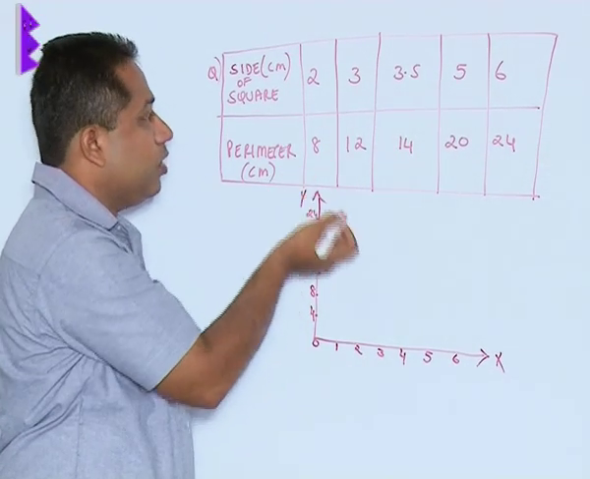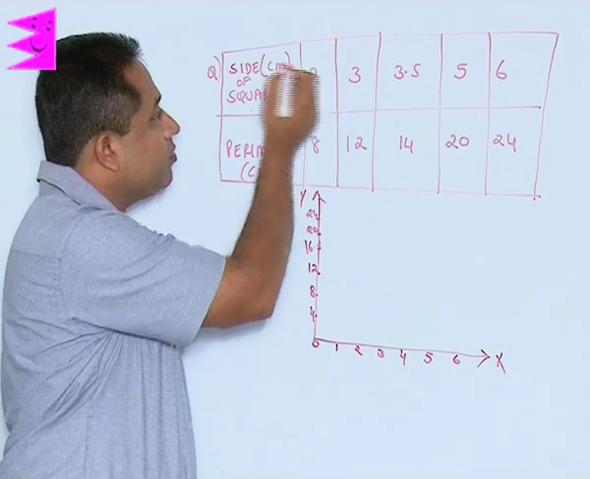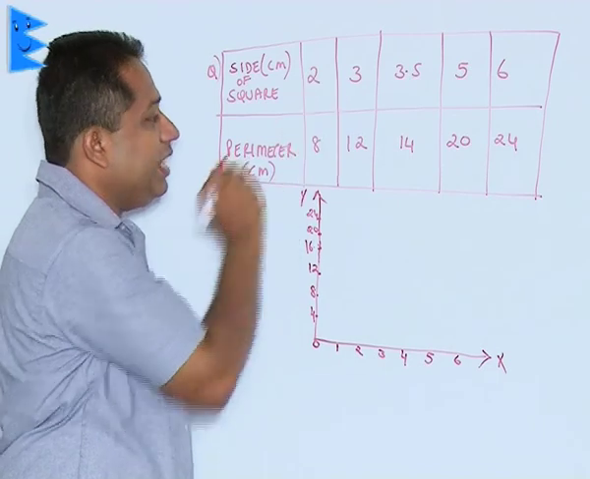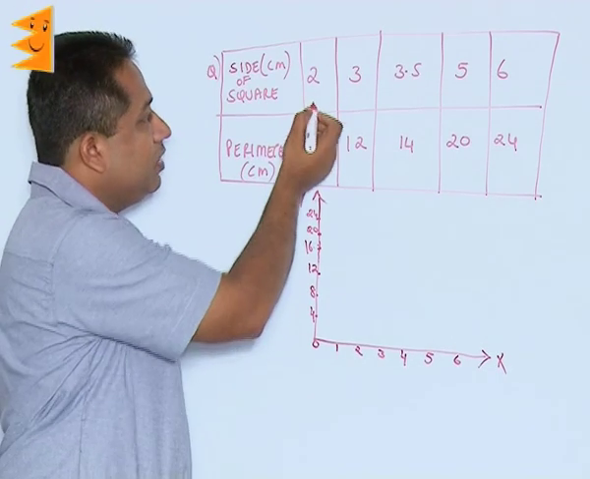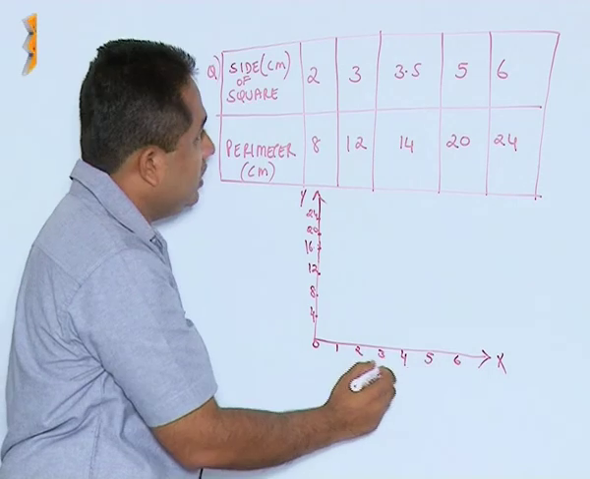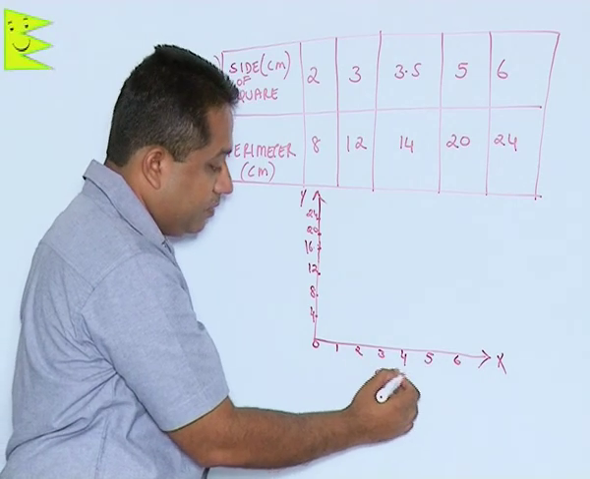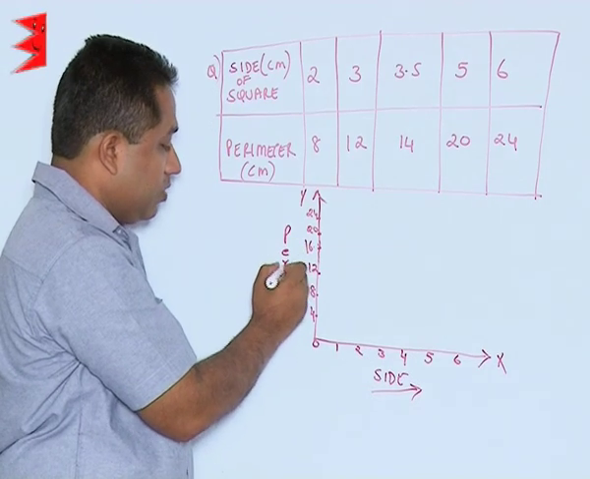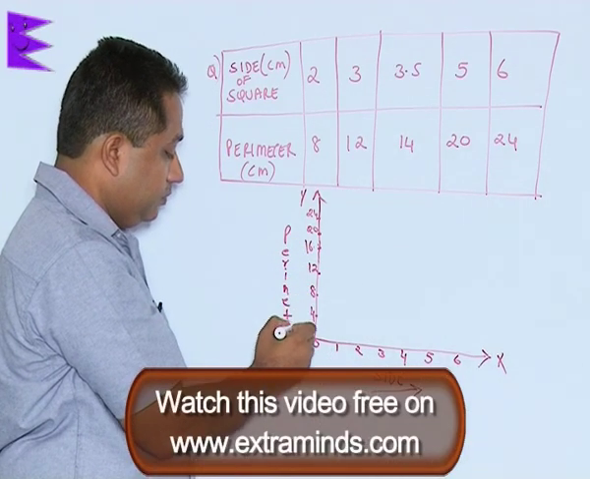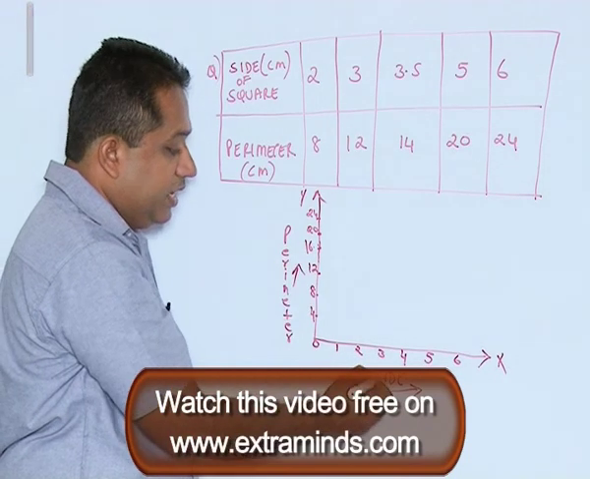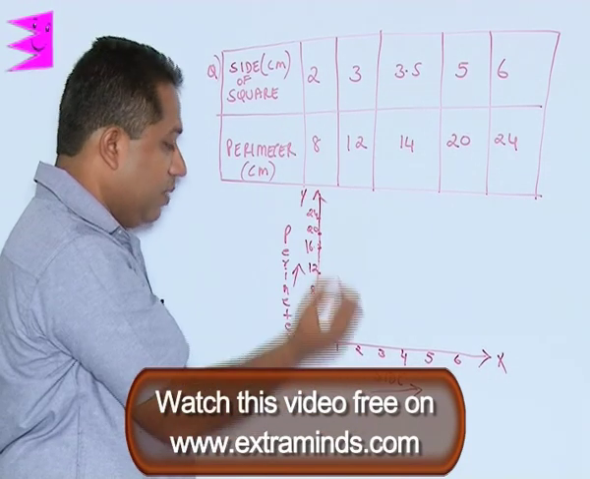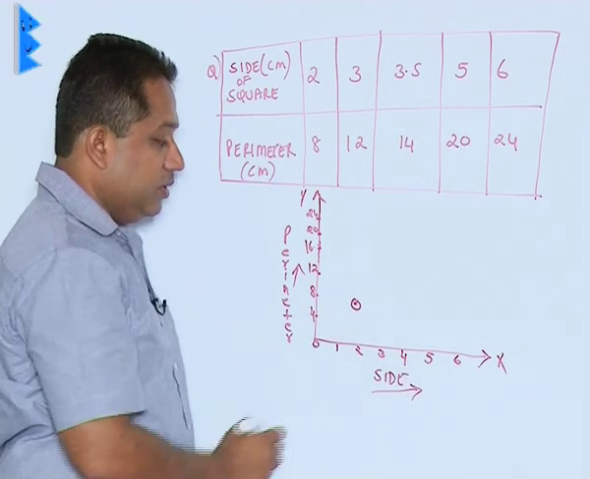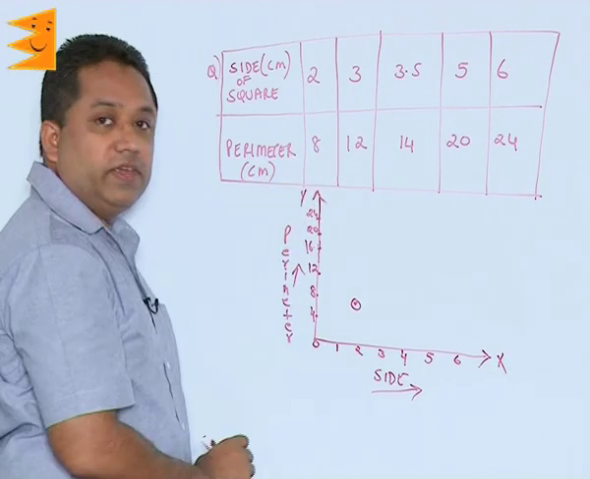Now, how are we going to plot this? Here the side of the square is 2 and the perimeter is 8. So, we are going to take 2 and 8 as the first ordered pair. That means the value of x is 2, because we have taken the side on the x axis, and we have taken the perimeter on the y axis, and both are in centimeters. So, the first point 2, 8 indicates x is 2 and y is 8. So, the first point will be here.